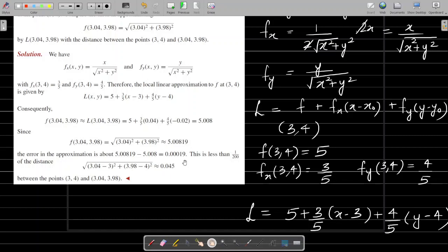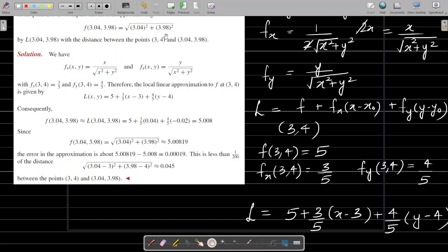This is the error. Now, what is the distance between these 2 points? That is the square root of (3.04 minus 3) squared plus (3.98 minus 4) squared. That is what is given here. The distance between these 2 points is 0.045. So this error is very much less than the distance between these 2 points. So that is what we have to illustrate last. We have illustrated that the error is very much less than the distance between the 2 points.